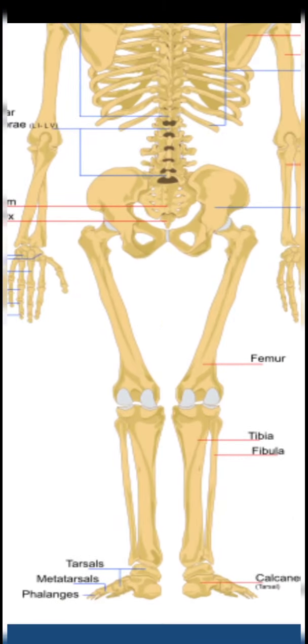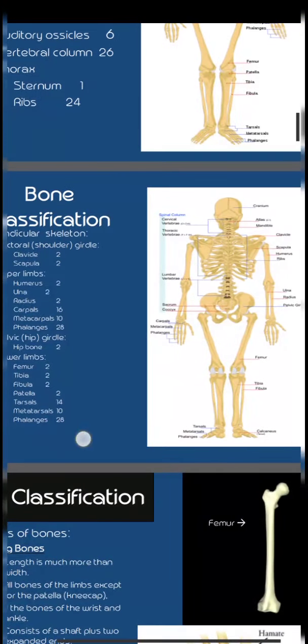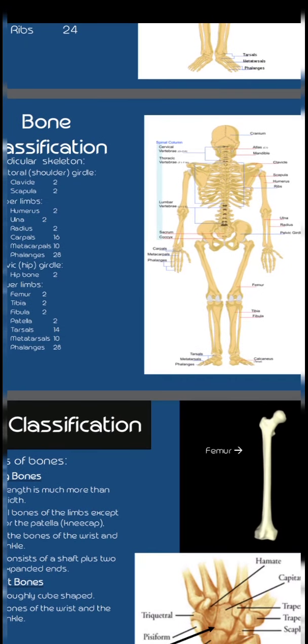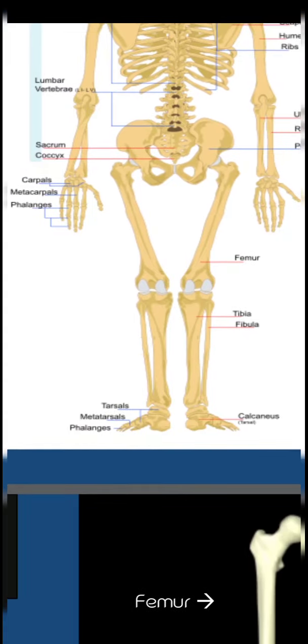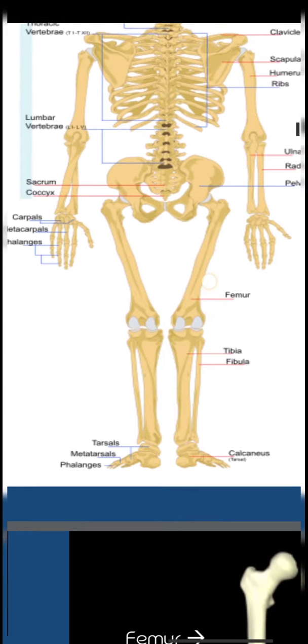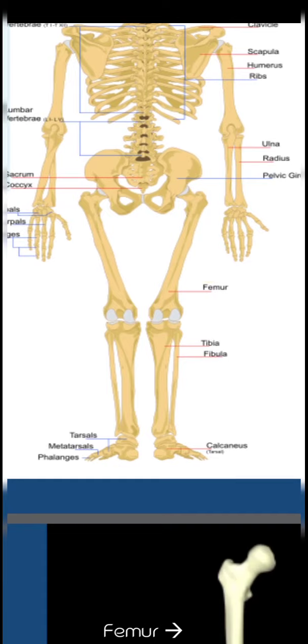Now let's get to the pelvic girdle. In pelvic girdle, there are 2 hip bones located on each side. They are connected with the sacrum as well as with the longest bone in the body, that is known as femur. So femur is the longest bone in the body. This one is present in lower limb. The upper part of lower limb is made up of femur.